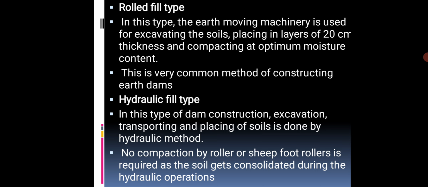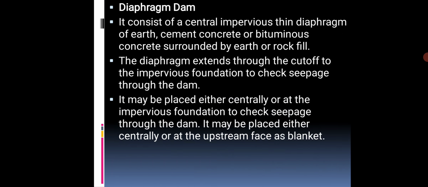Next one, hydraulic fill type. In this type of dam construction, excavation, transporting and placing of soil is done by hydraulic method. No compaction by rollers or sheep foot rollers is required as the soil gets consolidated during the hydraulic operations.